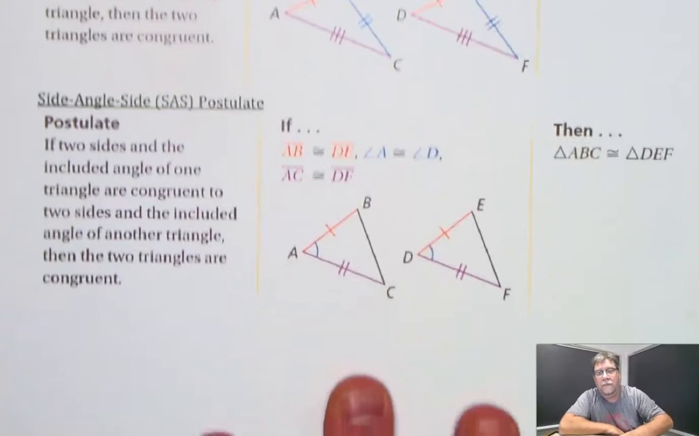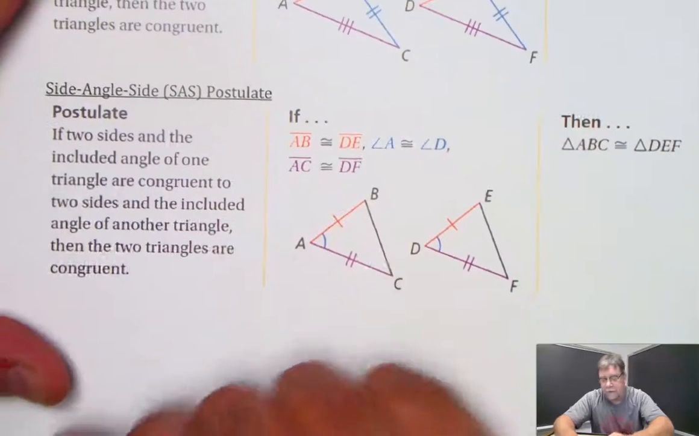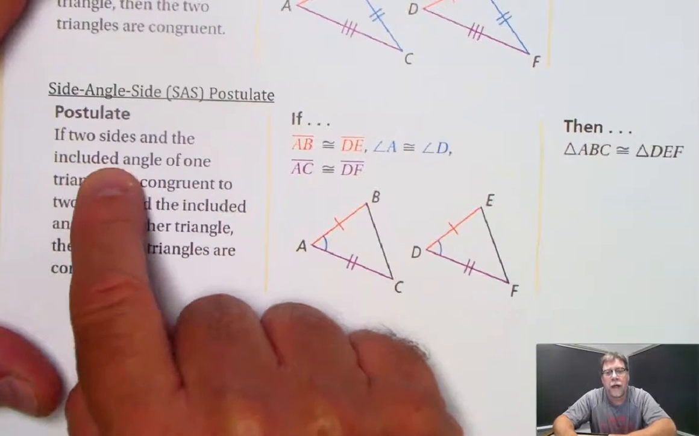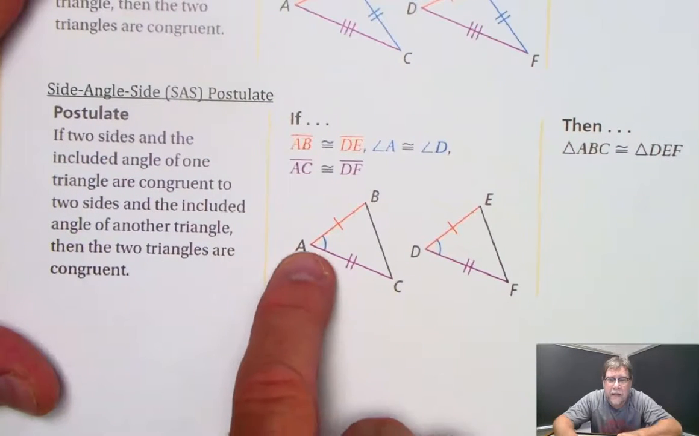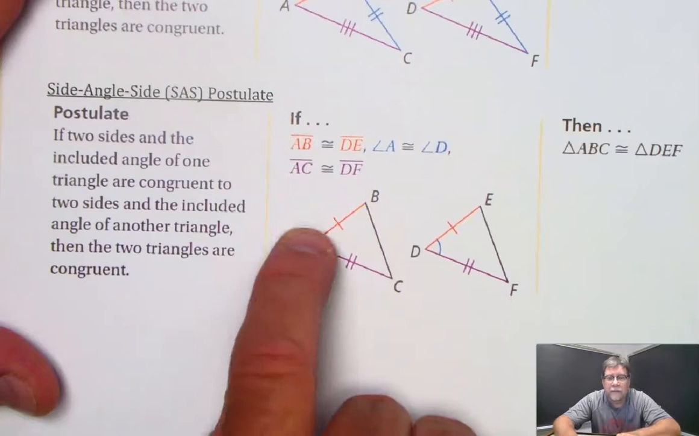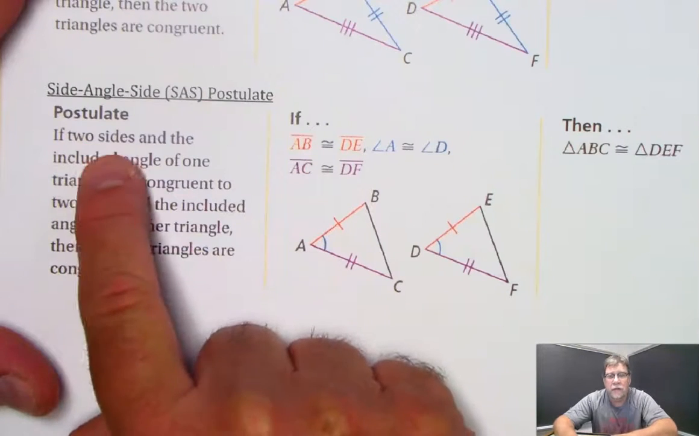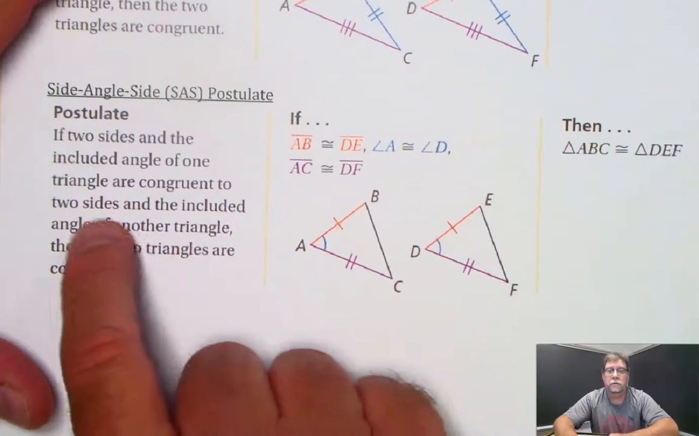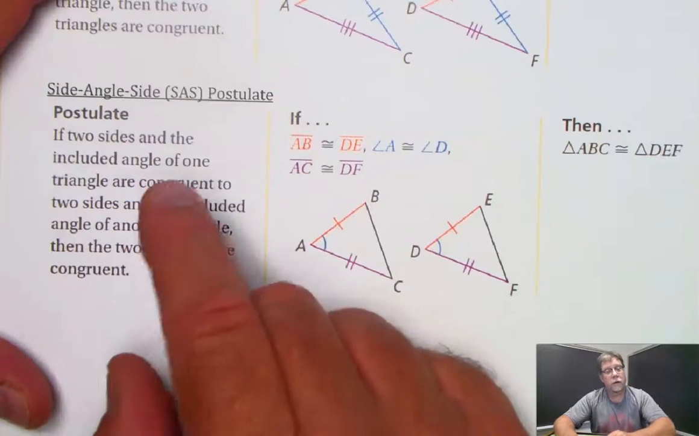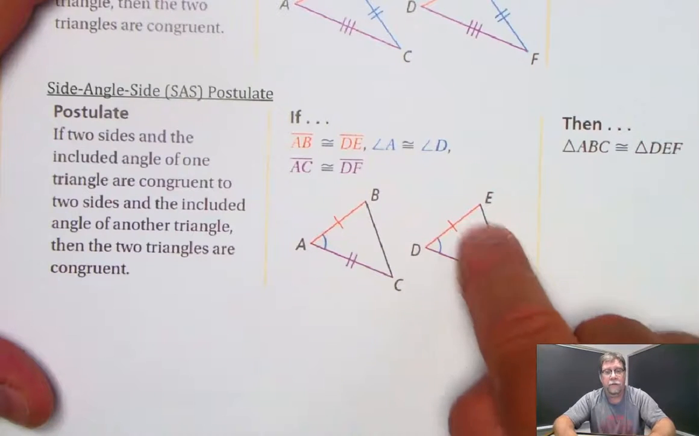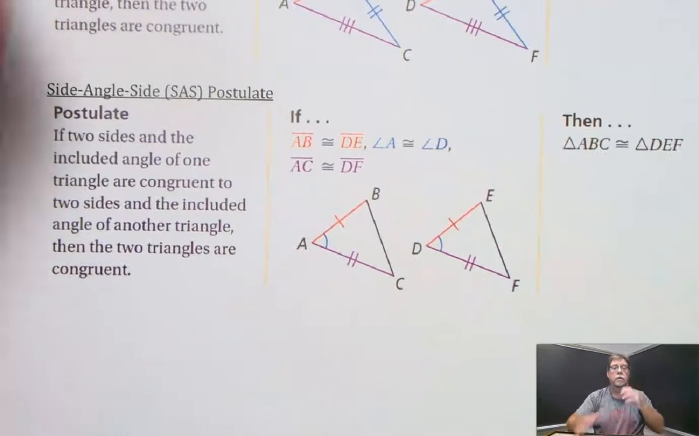In the same way, we have the side, angle, side postulate. If 2 sides and the included angle, meaning the angle in between the 2 sides, so the angle that the 2 sides create, that in-between angle. So if 2 sides and the included angle of one triangle are congruent to the 2 sides and the included angle of another triangle, then the 2 triangles are congruent. You don't need to worry about that other 3rd side or the other 2 angles. You automatically get the triangles congruent.